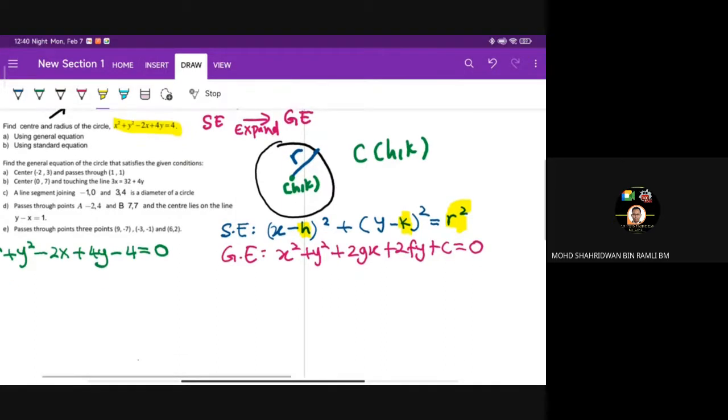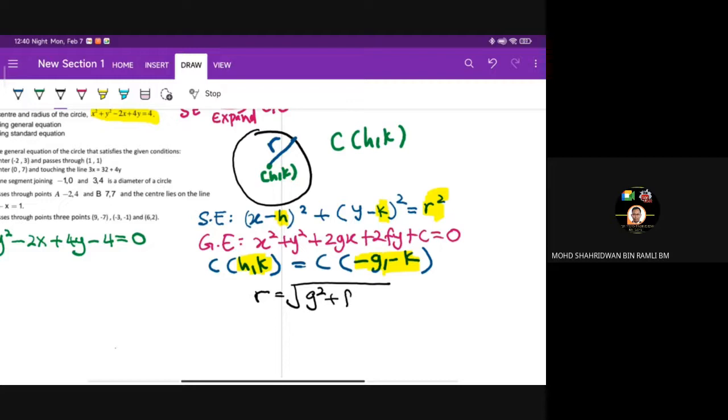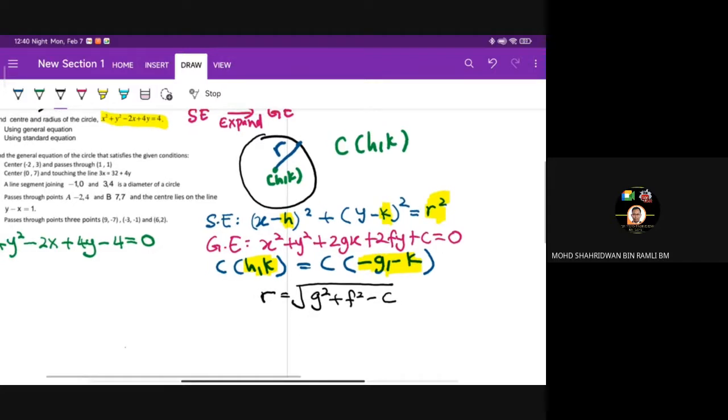But by using the general equation, when we relate it with the standard equation, you have to know that your center (h, k) is equal to (negative g, negative f). So this is how you relate between (h, k) and (g, f). Next, how about the radius? The radius here is the square root of g squared plus f squared minus c. And this will be given during your exam. So this formula will be given.